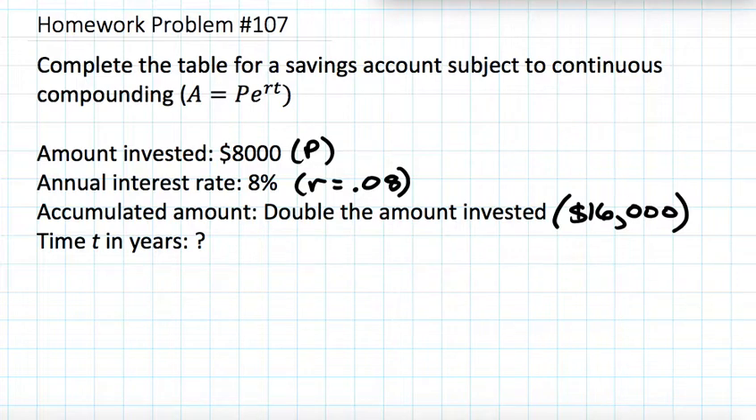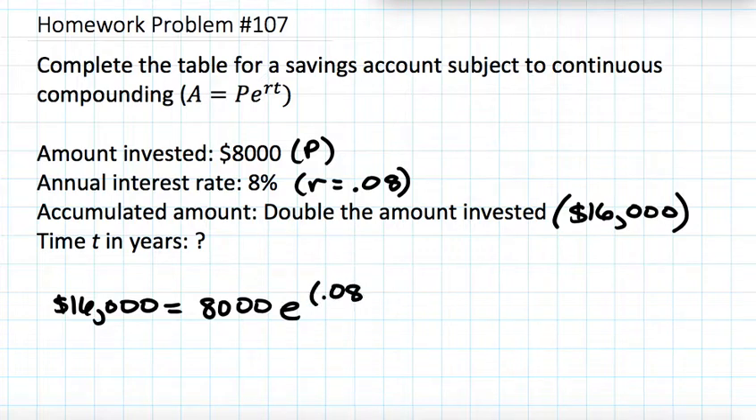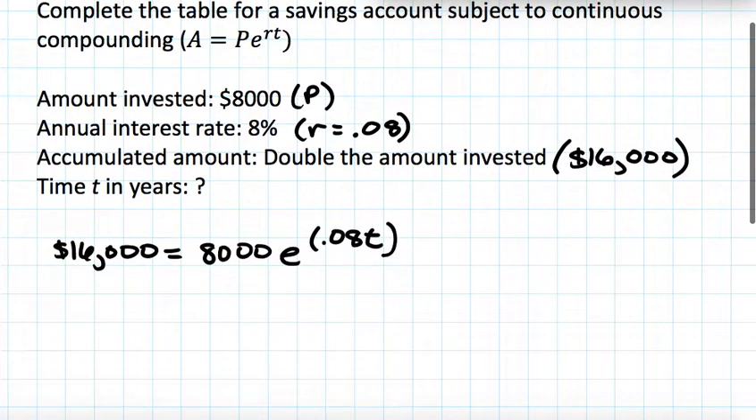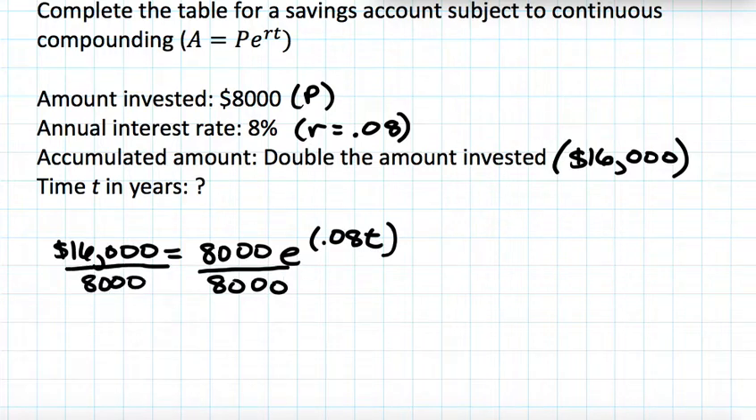So I'm going to plug these variables into the formula. The 16,000 is going to be the A. 8,000 is going to be P. Remember that e is not a variable, it's just e. And then I'm going to have 0.08 for R, and T is what I'm solving for. So my first step is to get the e with the exponent by itself, and so I need to divide both sides by 8,000. $16,000 divided by 8,000 is 2.